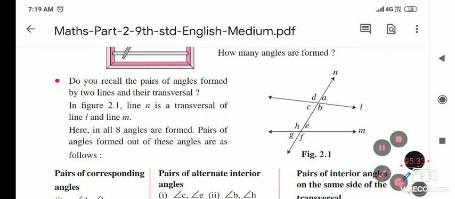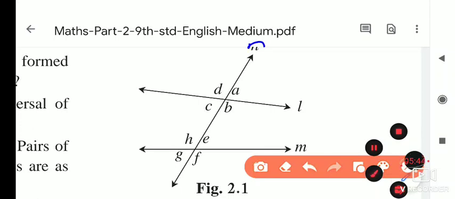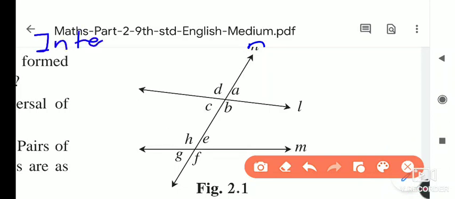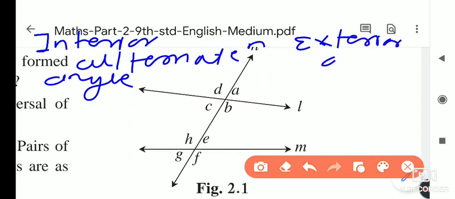So here there are two lines, this is L and this is M, intersected by another line, that is N. Here two types of angles are formed: the pair of interior alternate angles, and the other is the exterior alternate angles. Okay, so these two types of angles, how to find them?